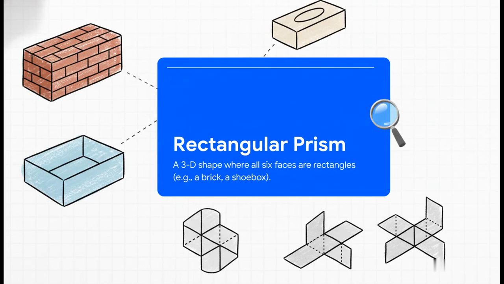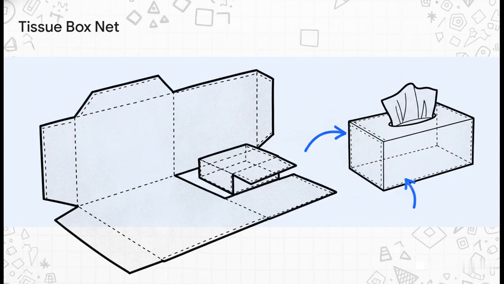Okay, so let's apply this to probably the most common 3D shape out there, the rectangular prism. And that's just a fancy name for any object where all 6 faces are rectangles. Like a brick, a shoebox, or that tissue box we were just talking about. So if you were the one designing the net for this tissue box, you think about it logically. You'd probably start with the bottom, then you'd attach the front and back walls, then the 2 side walls, and then finally you'd slap the top on.